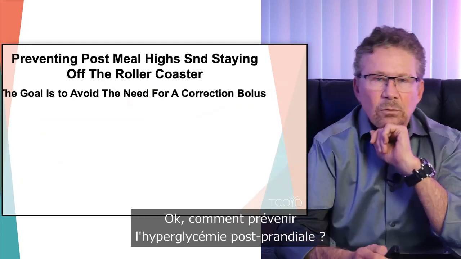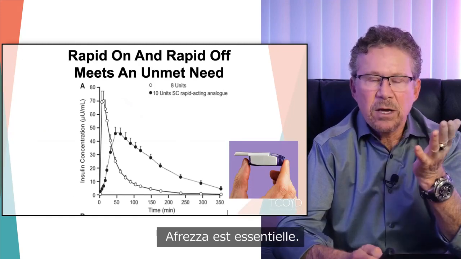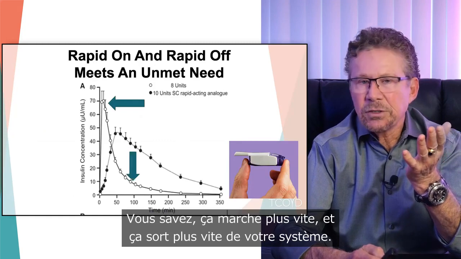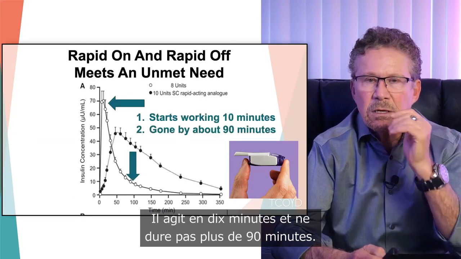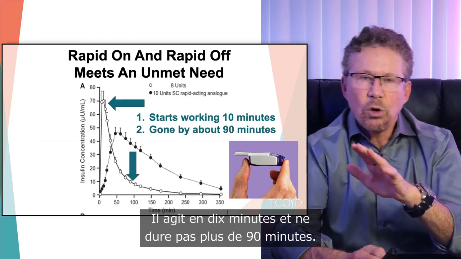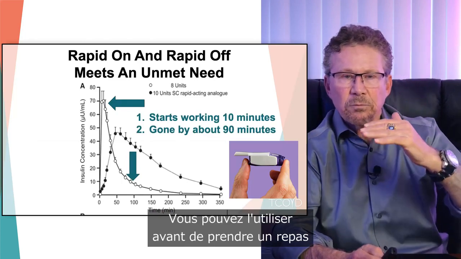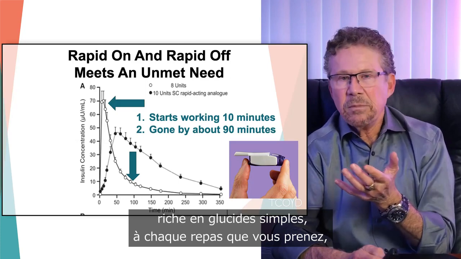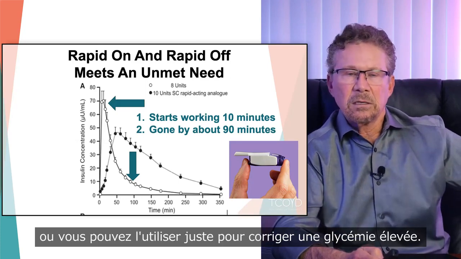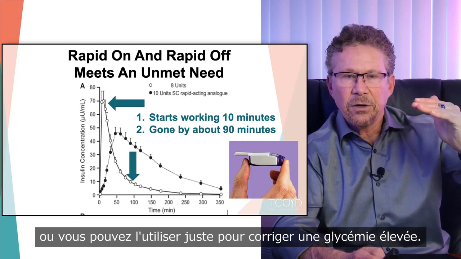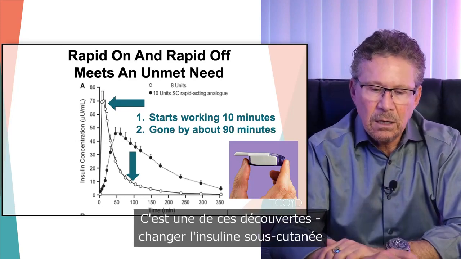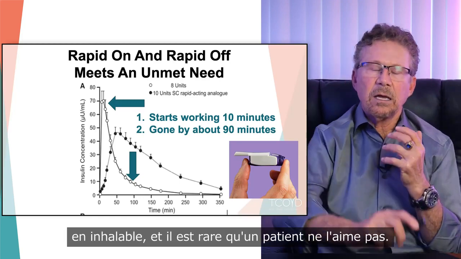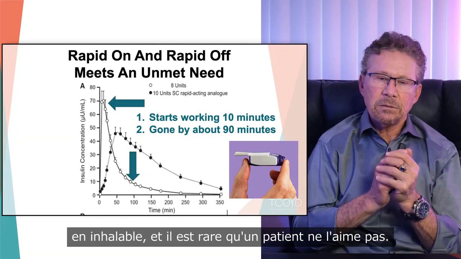Okay. How do you prevent post-meals high? Afrezza is key. It works faster and it gets out of your system faster. It works within 10 minutes and lasts no longer than 90 minutes. You can use it before you eat a meal that's high in simple carbohydrates, with every meal you eat, or you can use it as little as correcting for a high blood sugar. It's one of these discoveries of changing the sub-Q insulin into inhalable, and it's the rare patient that doesn't love it.